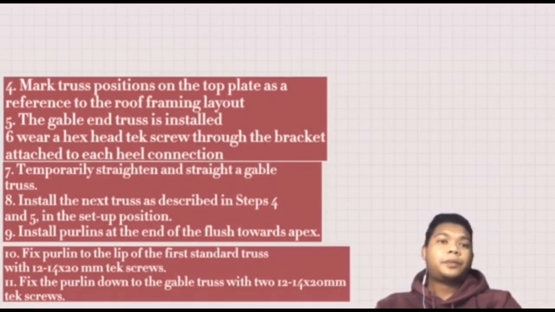Temporarily brace and straighten the gable truss. Install the next truss as described in the previous step. Install the purlin at the end, flush toward the pads. The purlin sits on top of the gable and is set in front of the first standard gable.